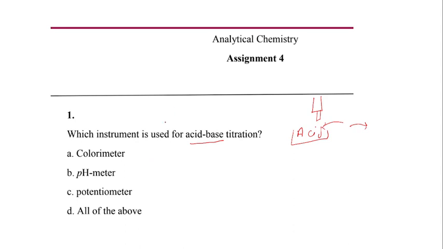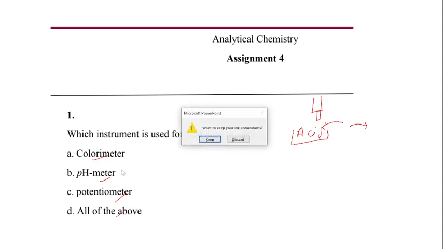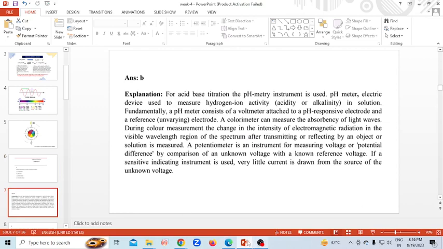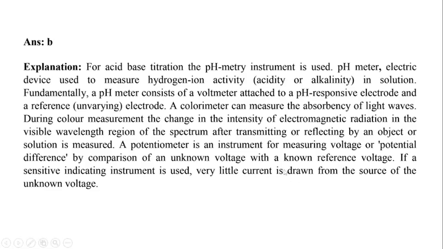Any idea? Colorimetry, pH meter, potentiometer, or all of the above? Obviously, what will change? The pH will change, no? So pH meter is the right answer. For acid-base titration, the pH meter instrument is used.